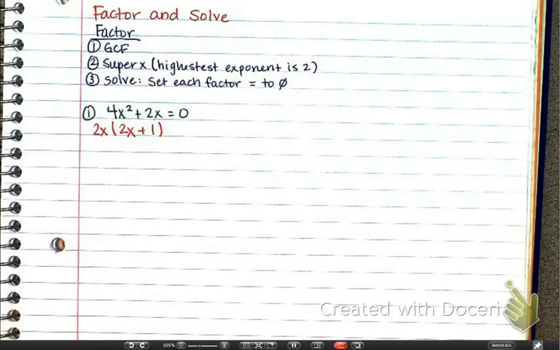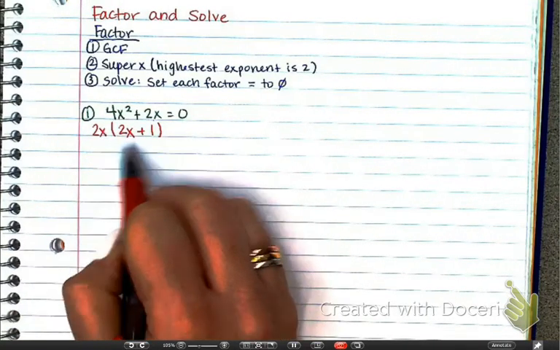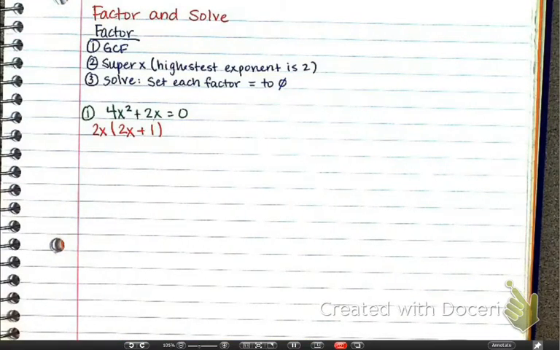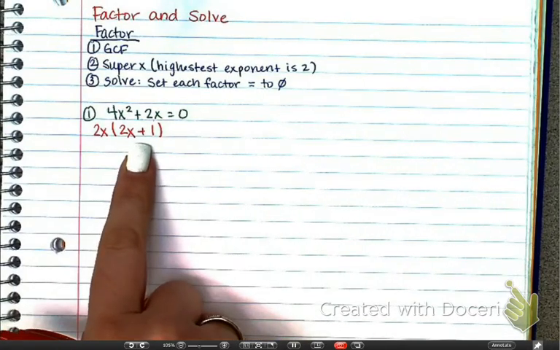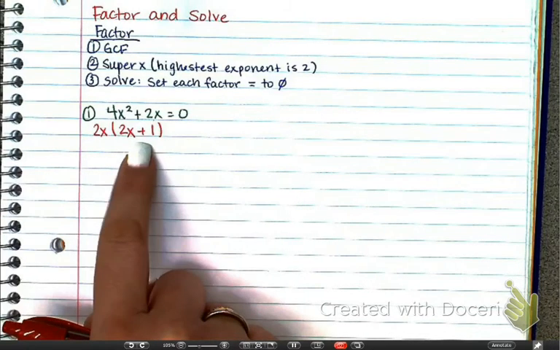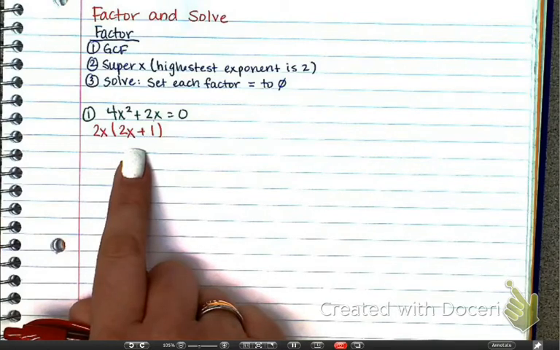How can I check to make sure I factored that correctly? Distribute. 2x times 2x, is that 4x squared? 2x times 1, is that 2x? Okay. Now I'm going to look at my problem and look at my leftovers. Can I use the Super X to do anything else? No? Why? The highest exponent in this case is 1. I no longer have a 2. So what does that mean? You're done. No more factoring.